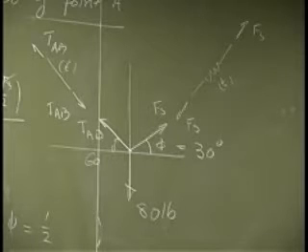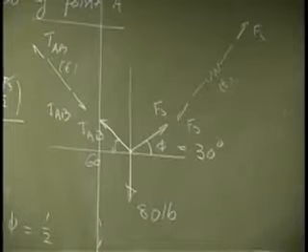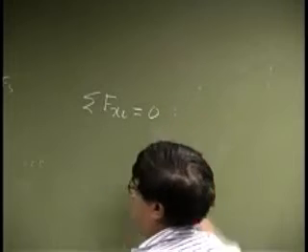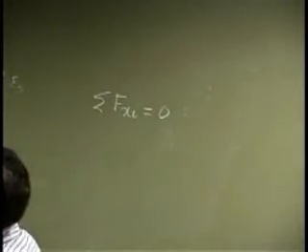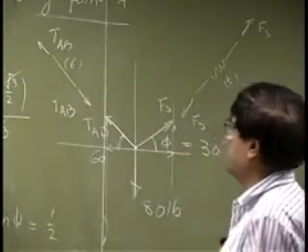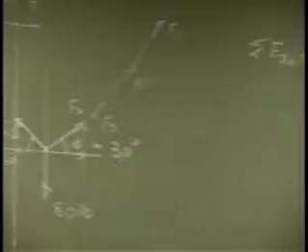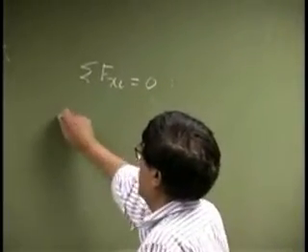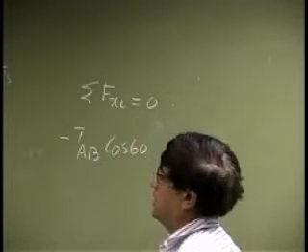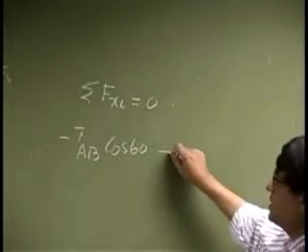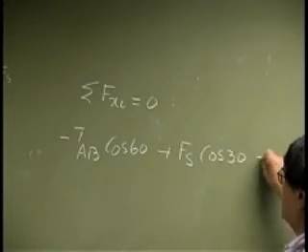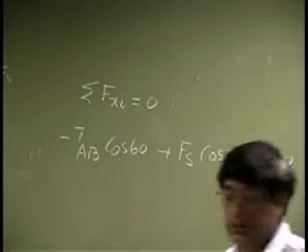So we're going to write two more equations. That means we're going to sum the force in x direction. That should be 0. So again, you're going to have one component going this way. You have a component going this way. So we get negative TAB cosine 60, that's the x component, plus Fs cosine 30, and that goes to 0.